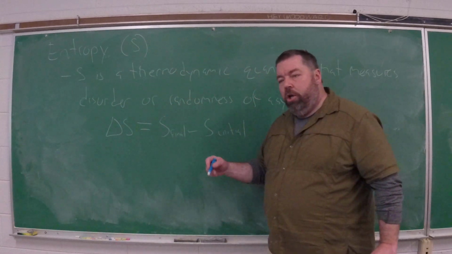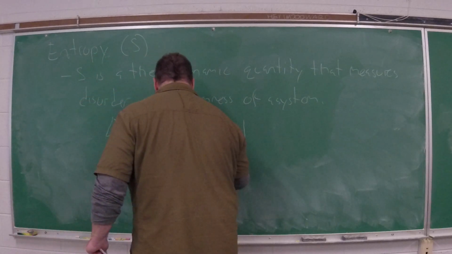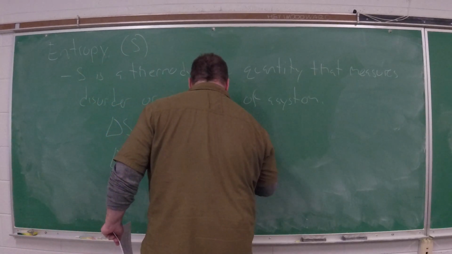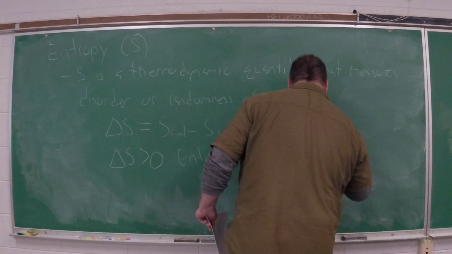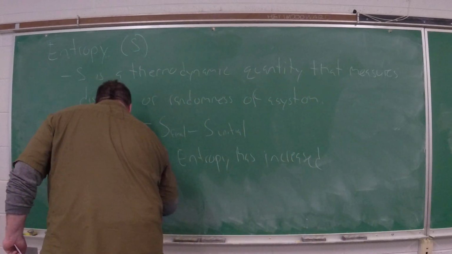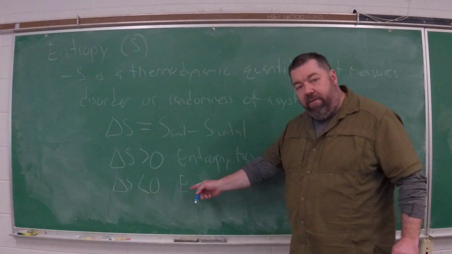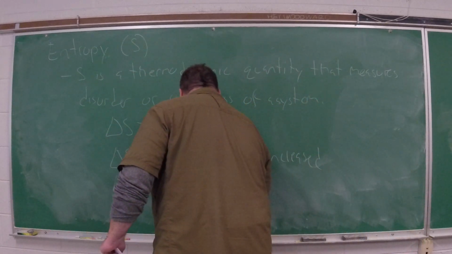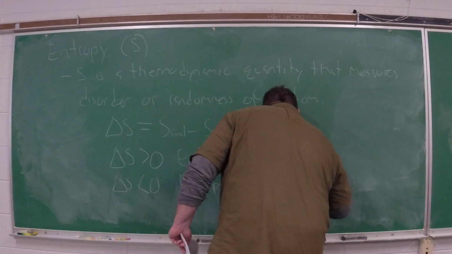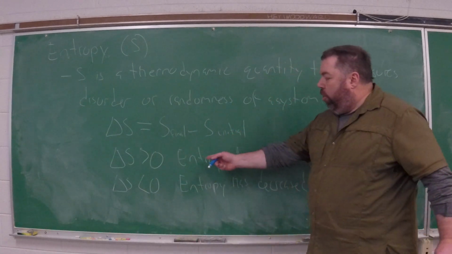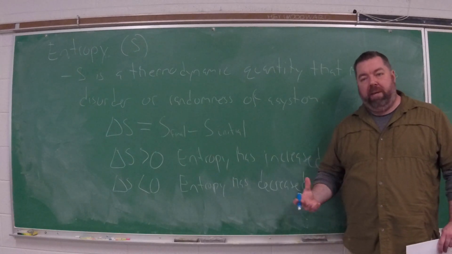Okay? So if delta S is greater than 0, entropy has increased. If delta S is less than 0, it's negative, entropy has decreased. So entropy has increased. What does that mean? It means it's become more disordered, is what it means.